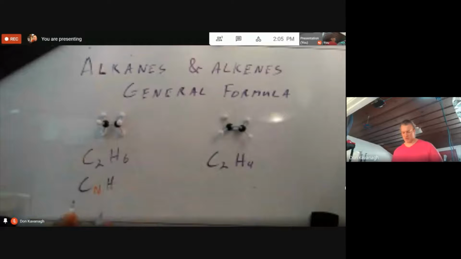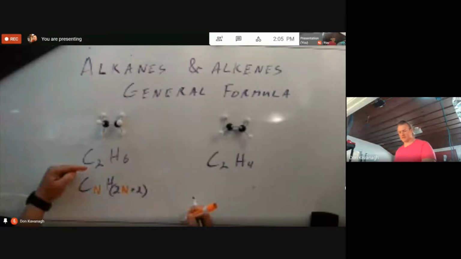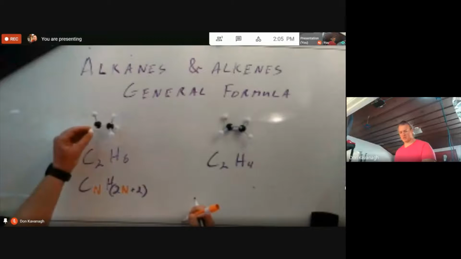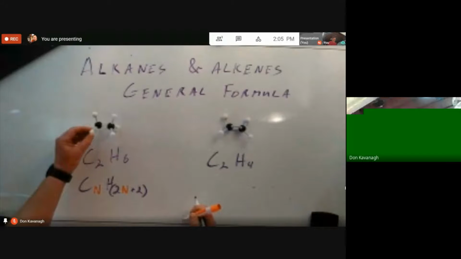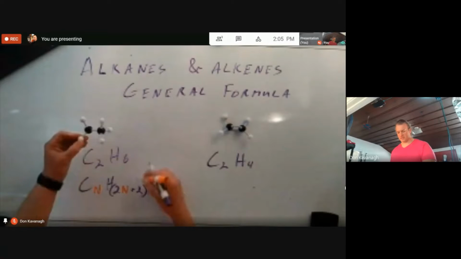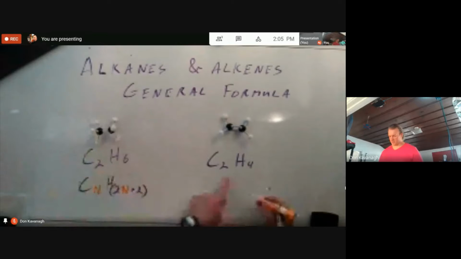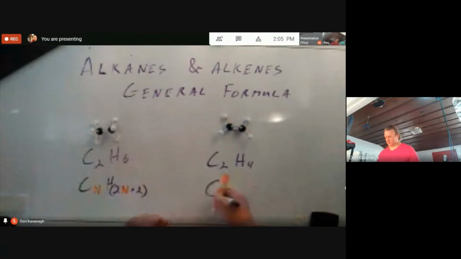The number of carbons multiplied by 2 plus 2 is the general formula for an alkane. Each carbon can take on 4 bonds. So each carbon has 2 hydrogens on it, and then there's another plus 2 for the carbons that are on the end.